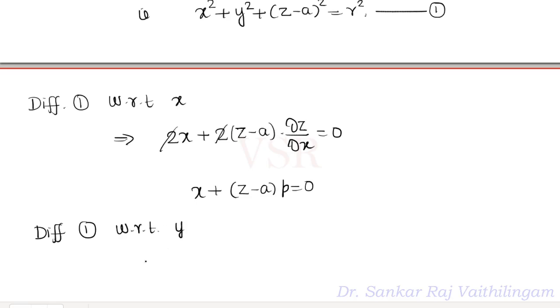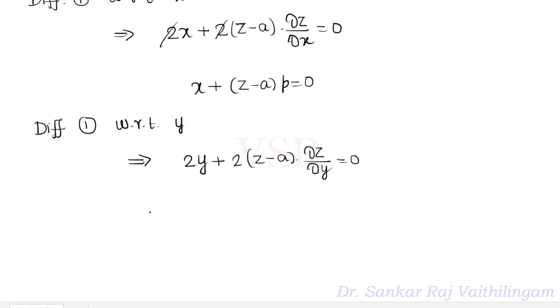y. என்ன கிடைக்கும் அப்படின்னா this implies that 2y plus 2 times z minus a into dou z divided by dou y which must be equal to 0. அப்போ இதே மாதிரி 2 cancel பண்ணலாம், this 2 and this 2 will get cancelled. So y plus z minus a times q which must be equal to 0.